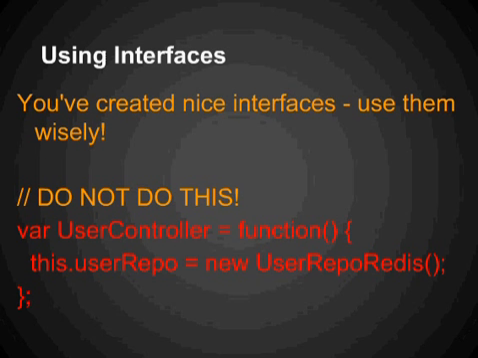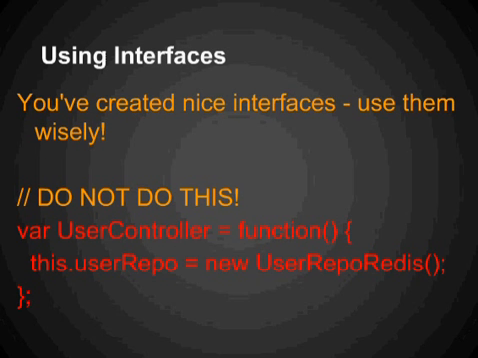So the first thing you do not want to do is, say in your user controller that actually needs a user repo, because your user controller is going to be the thing that's actually saving and getting users back, what you do not want to do is call new on your user repo Redis object within this object. Lots of reasons why you don't want to do this. The first reason is that you've now tightly coupled your user controller to your user repo Redis implementation.